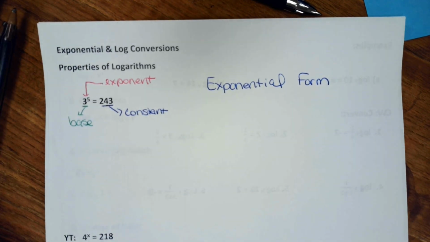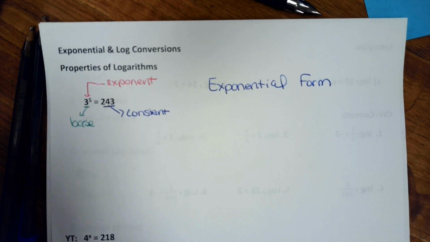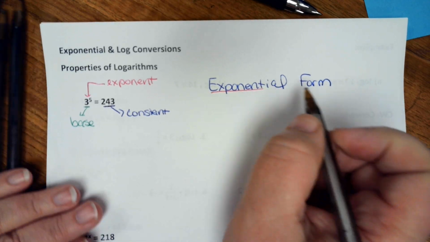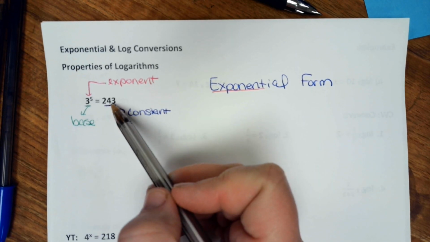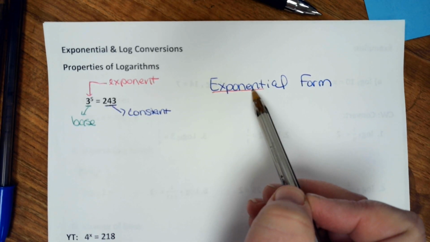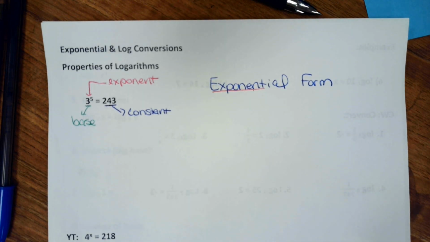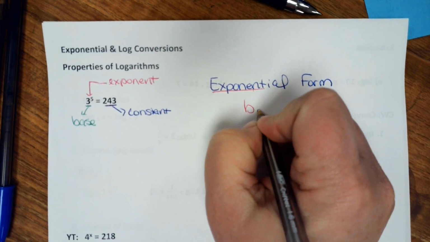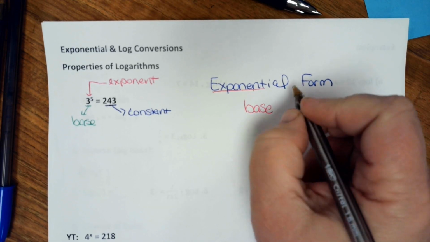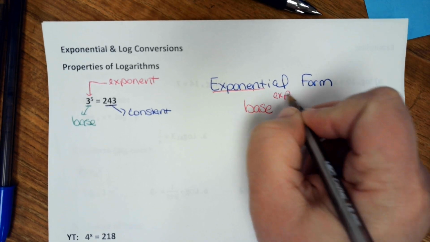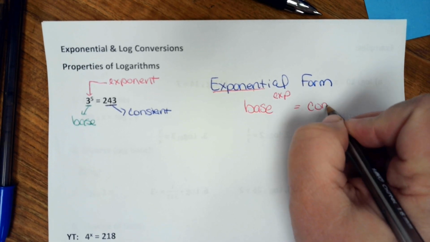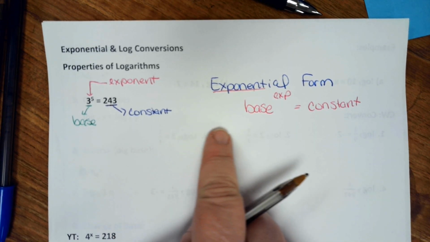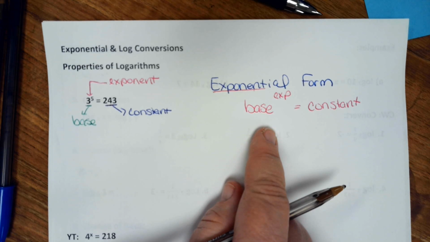All right, and think about the root of exponential. The root word is exponent. When you have a form that has an exponent, it is an exponential form for our unit here. So this is in the form of your base raised to your exponent is equal to our constant. And we're going to take this form right here and change it to log form.